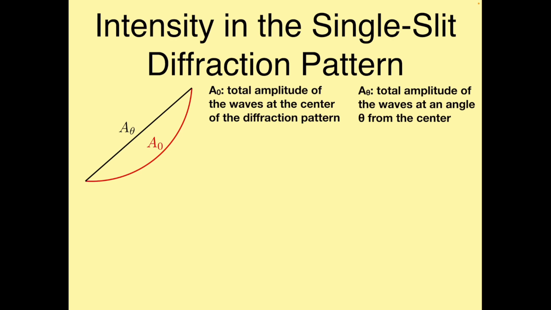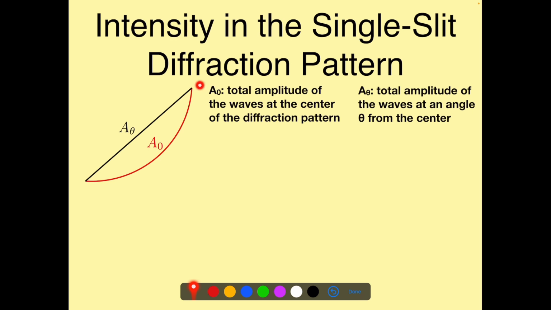So what we're going to call that is A theta. That would be the total amplitude of the waves at a point on the screen that's an angle theta from the center. Okay, so we're not talking about the center of the screen, we're talking about some other location. So we'll call that A theta. Now, A0 would be the total amplitude of the waves at the very center of the diffraction pattern. And remember, this is the biggest possible amplitude we can get. When we're at the very center of the diffraction pattern, the phasors actually just form a straight line, okay? And the total amplitude ends up being A0.